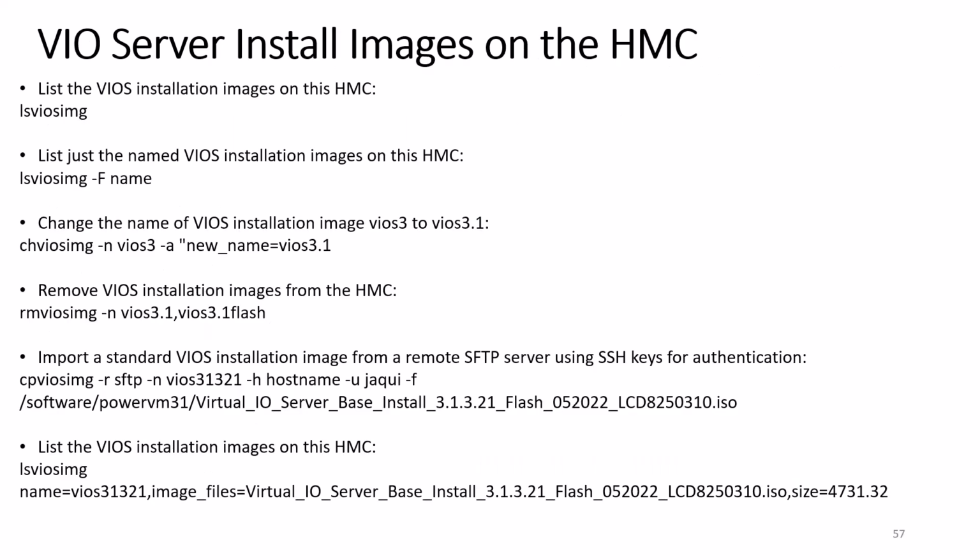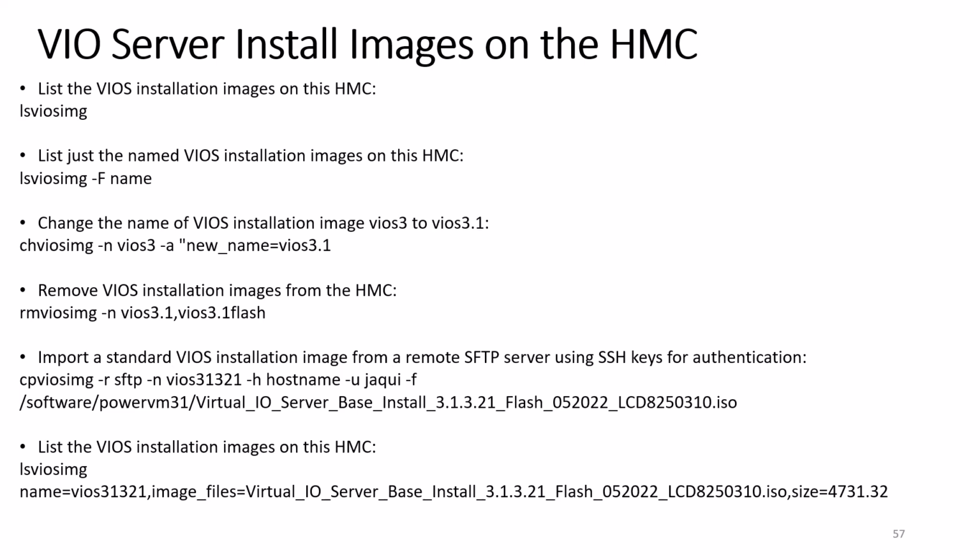Commands on this page are the ones that are provided at version 10 that let me manage my VIO server install images. So I can list the images, I can list them by a specific name, I can change them and give them new names, I can delete them, I can copy them. You can see here that I'm doing an SFTP and I'm copying my VIO server image to my account on a specific server.